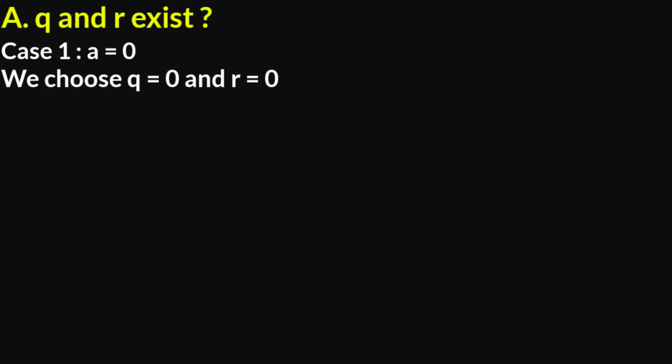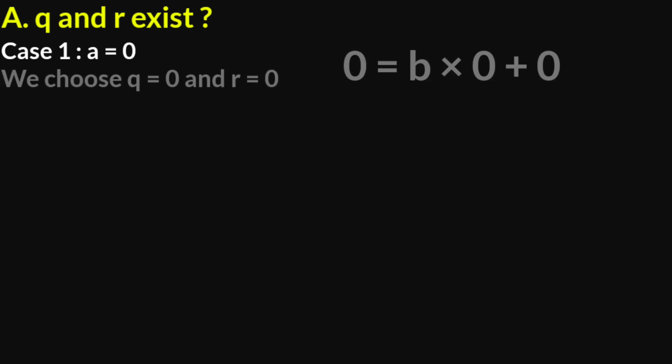To do it, we're going to use proof by cases. This basically involves splitting the original statement into many subsets or possibilities, then proving according to each one. First case, and the simplest one, is a equals 0. When 0 is divided by any number, it equals 0. So we can simply choose q equals 0 and r equals 0. And the theorem immediately follows because 0 equals b times 0 plus 0.